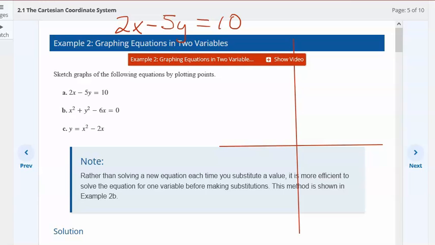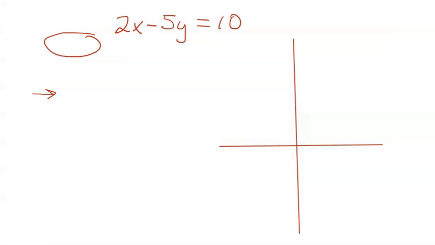Going on now to example 2, we'll take a look at equation A in this case, which is in standard form, and we'll want to graph it. Now there's a couple of ways to do this. I'm going to use the whiteboard to help us along. And the most common way, I think, when it's in standard form like this, is to make what is called an x and y intercept t-chart.